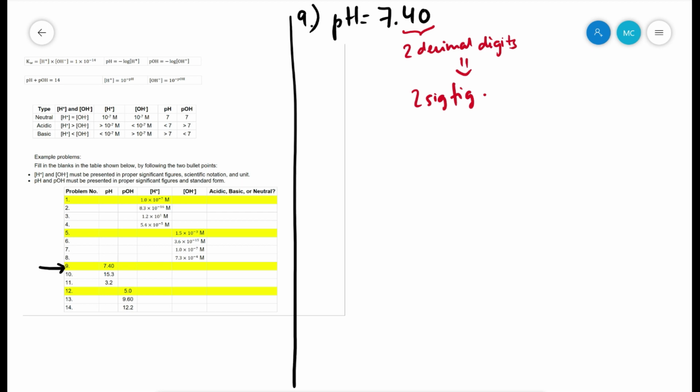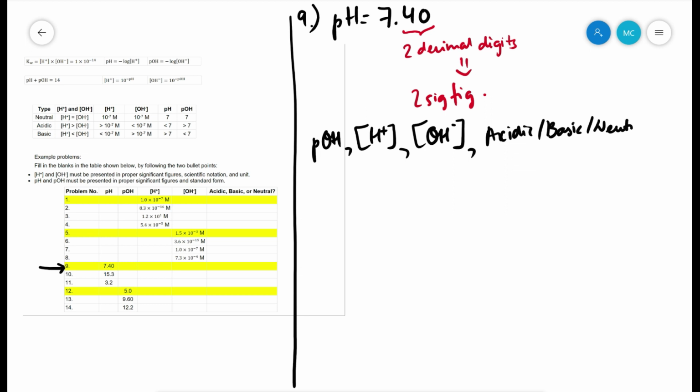So for number 9, you are being asked to find pOH, the concentration of H, the concentration of OH, and to figure out if the solution is acidic, basic, or neutral. Okay, so again, there's no one correct way to start figuring out the unknowns. For at least this problem, I will start with finding the concentration of H plus.